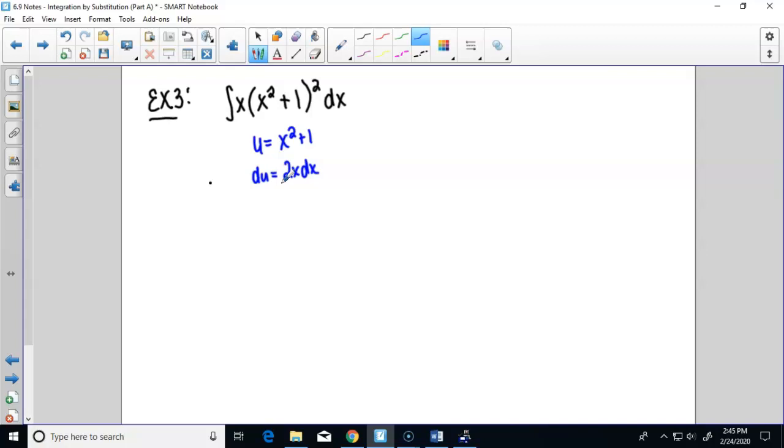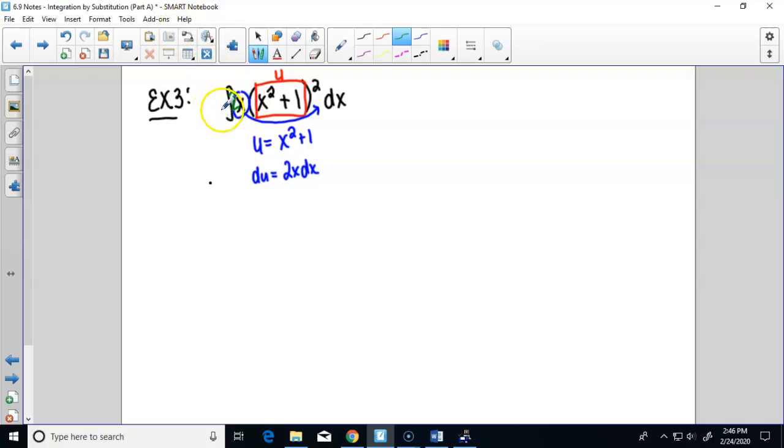Now, we have a problem here, because I've got x squared plus 1 squared. I can replace this part right here with my u. That's no problem. But I could take this x over here with this dx, but what am I missing? The 2. I do not have a 2. It'd be really nice if I could just take a 2 and stick it right there. I cannot do that unless I balance it out on the outside of the integral.